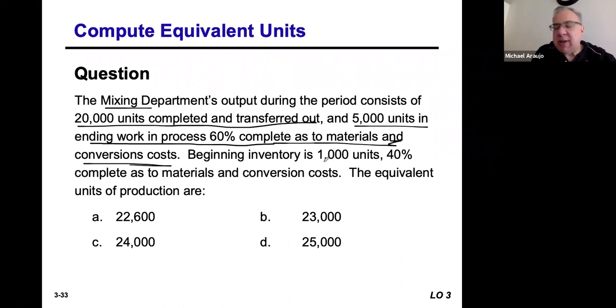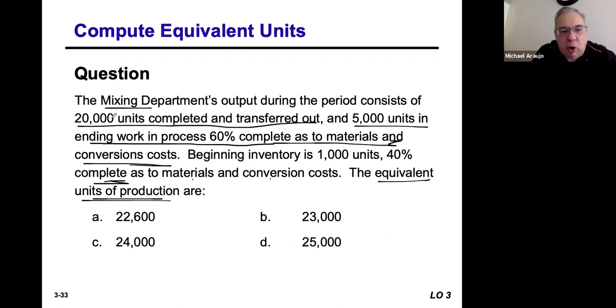Beginning inventory is 1,000. And 40% of that beginning inventory is complete as to materials and conversion costs. So what are the equivalent units of production here?